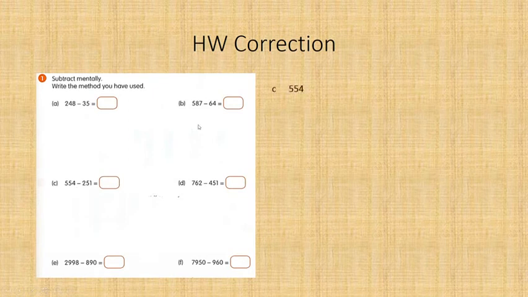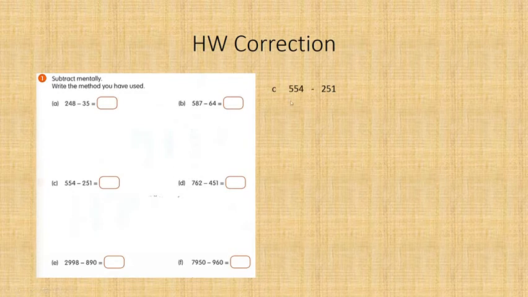Let's start. 554 minus 251, I need to make that mentally. So how can I do that? As I said in the previous video, and I really advise you to watch the previous video. So if you didn't watch it, please go watch it and then come back to me here.